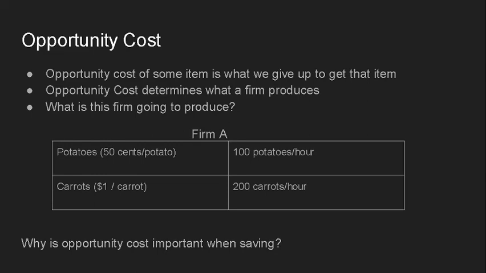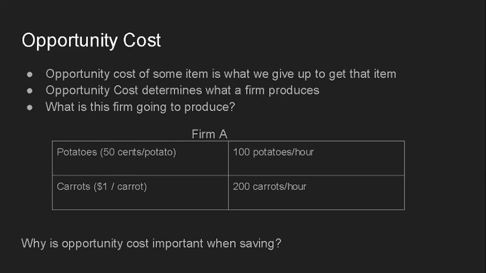Let's also understand what opportunity cost is. Opportunity cost of an item is what we give up to get that item. Opportunity cost determines what a firm produces, so it's important to understand this. Let's look at firm A. If they can produce 100 potatoes in an hour and 200 carrots in an hour, and they receive 50 cents per potato and $1 per carrot, what are they going to produce?